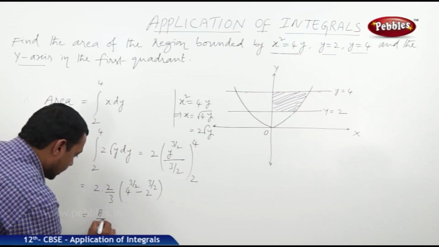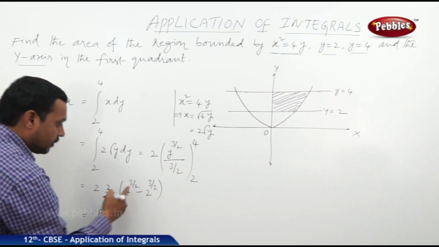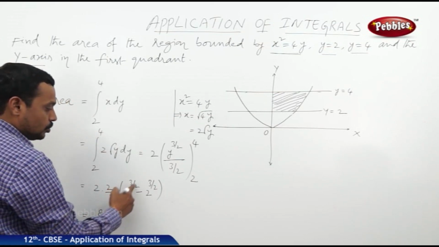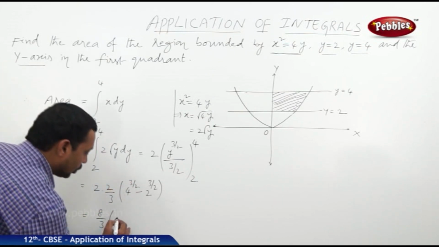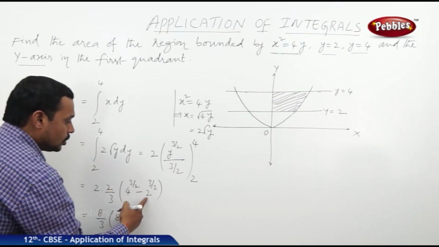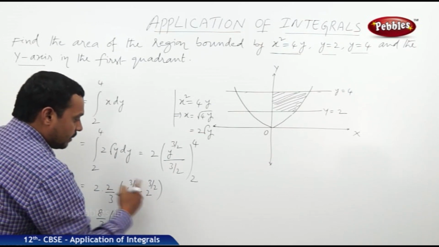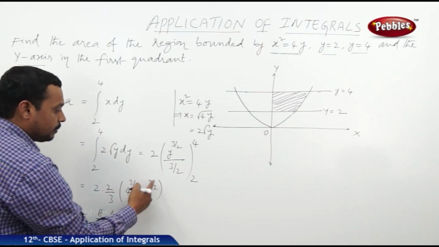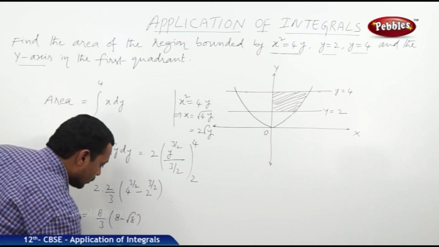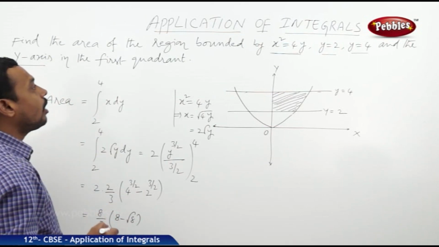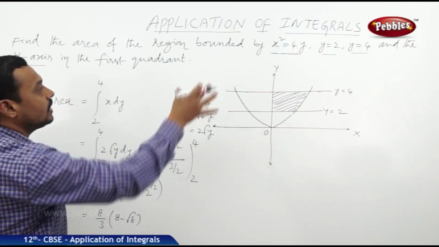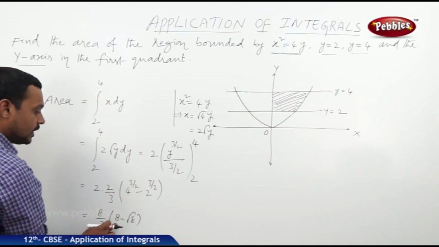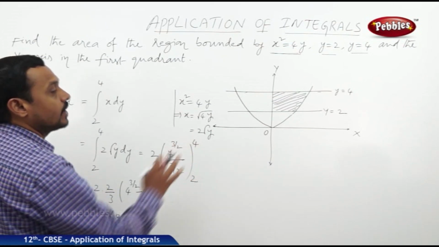This is 4 by 3 into 4 power 3 by 2 is equal to what? We can write 4 as 2 square. Now 2 and 2 get cancelled and it becomes 2 cube, 8, minus 2 power 3 by 2. That is 2 cube whole power 1 by 2, but 2 cube is equal to 8. 8 power 1 by 2 means root 8. So finally, the area of the region bounded by the given curve and straight lines with respect to the y axis in the first quadrant is 4 by 3 into 8 minus root 8 square units.